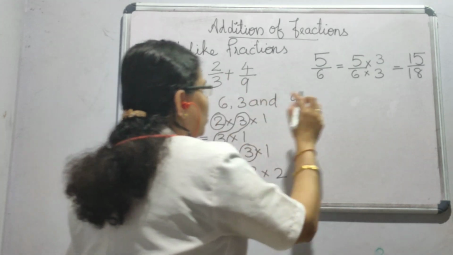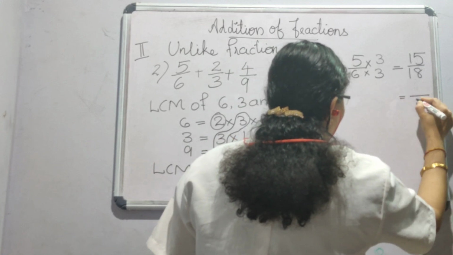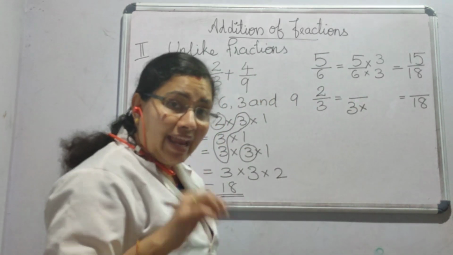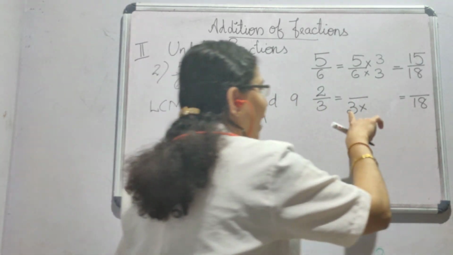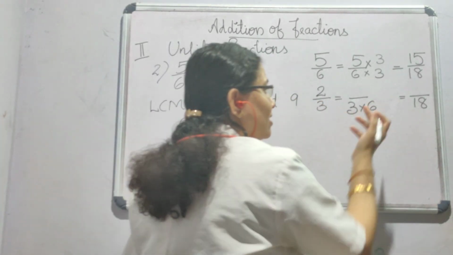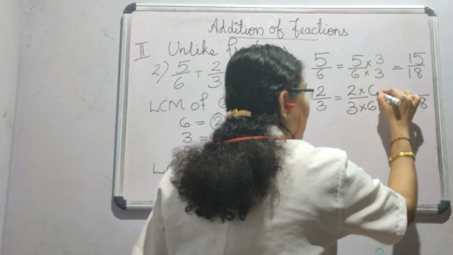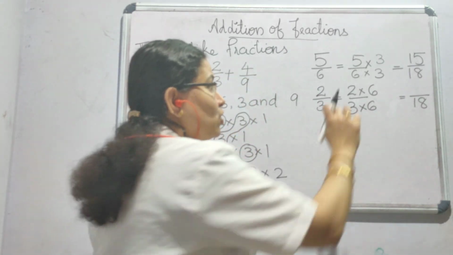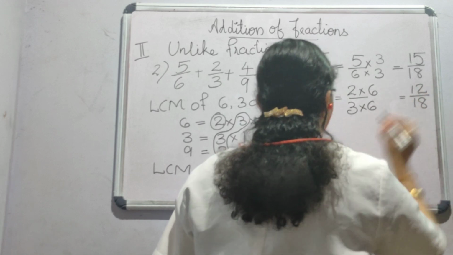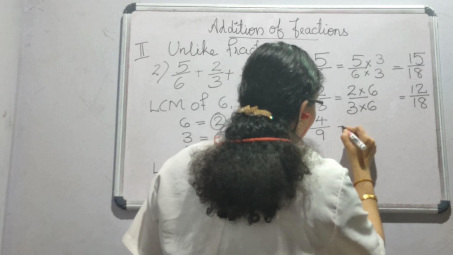Okay. Now the second one, 2 by 3. So here I have to get 18 as the denominator, and now the denominator is 3. So to get the denominator as 18, we have to multiply 3 with 6. 3 6s are 18. I have multiplied the denominator with 6, so I have to multiply the numerator also with 6. 6 2s are 12.